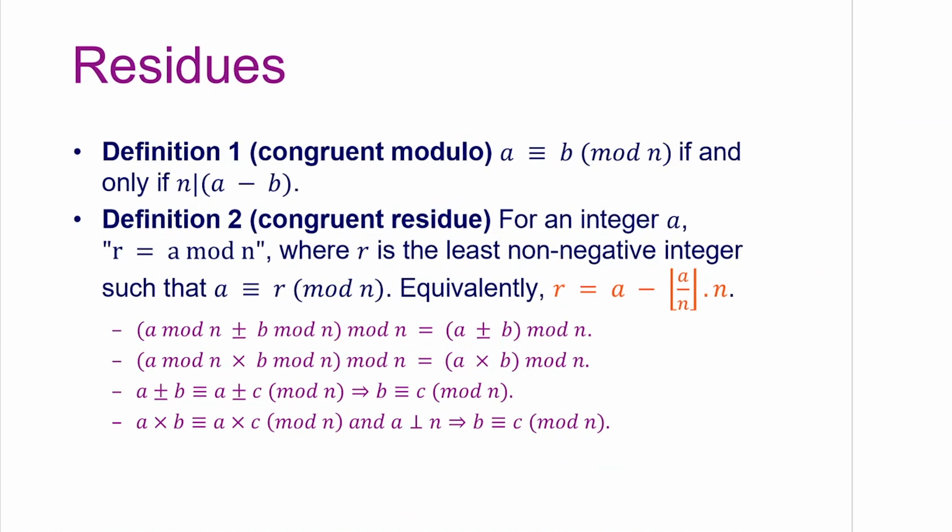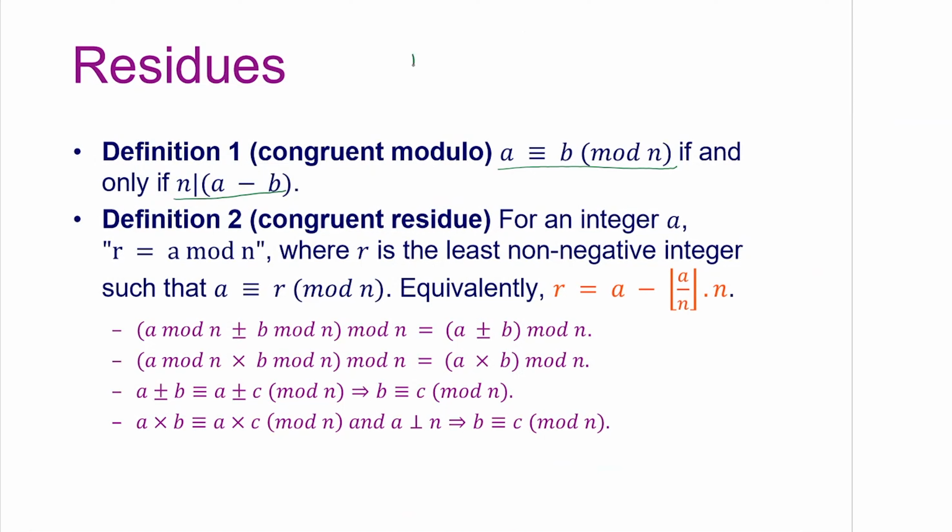So that would bring us over here. I think we already understand what it means for two values to be congruent to each other. It means that they are in the same residue class. But we can also say that n is a divisor of their difference.